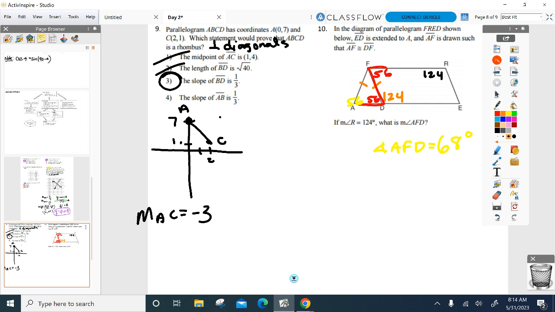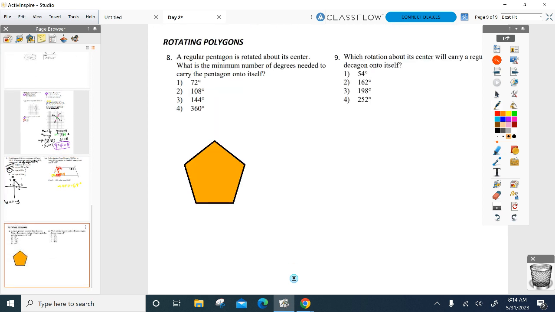So remember, in isosceles triangles, the angles across are congruent as well. All right, last topic. So there's your quadrilateral review. Always a question on there, so I want to make sure you're prepared when I rotate polygons. I've got a pentagon up here. It's regular. What's the minimum number of degrees to rotate it onto itself? Everyone see the pentagon I have up here?